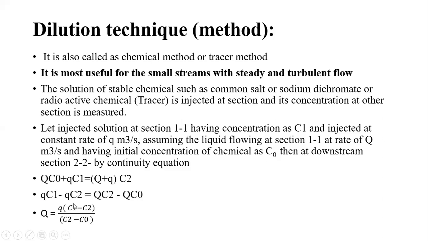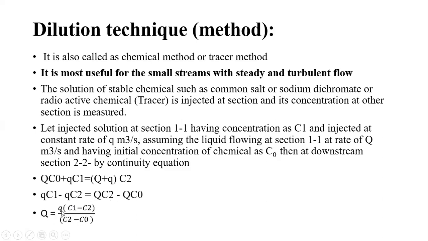C1 minus C2 upon, here we will take the capital Q as common, then in brackets C2 minus C0. And as here C2 minus C0 is multiplying Q, so by taking it over there, it will be dividing. So here I have taken it, it is dividing the term, that is C2 minus C0.